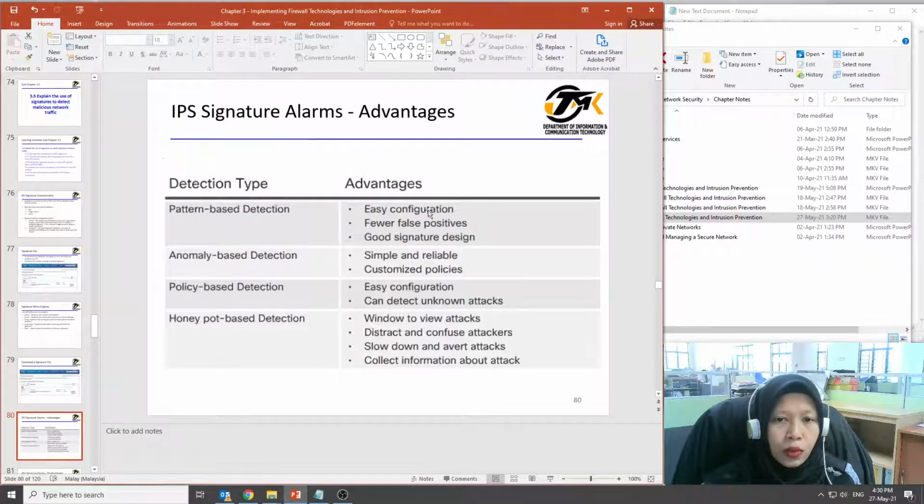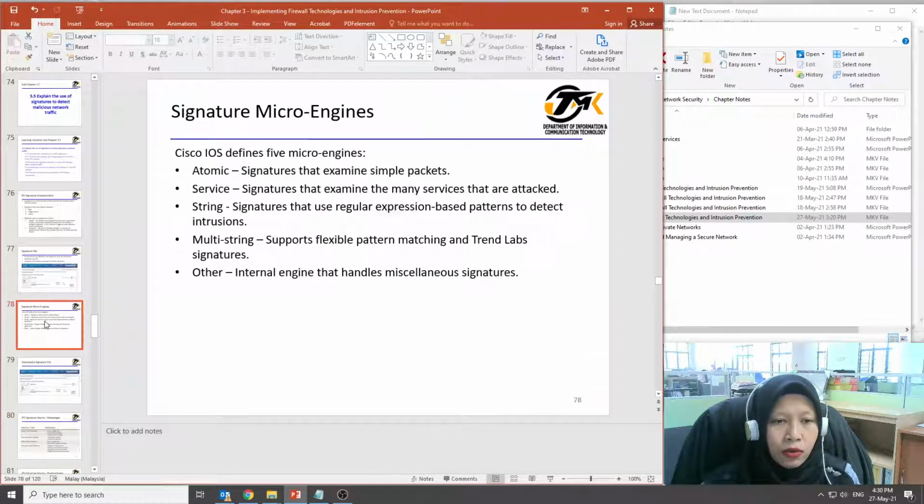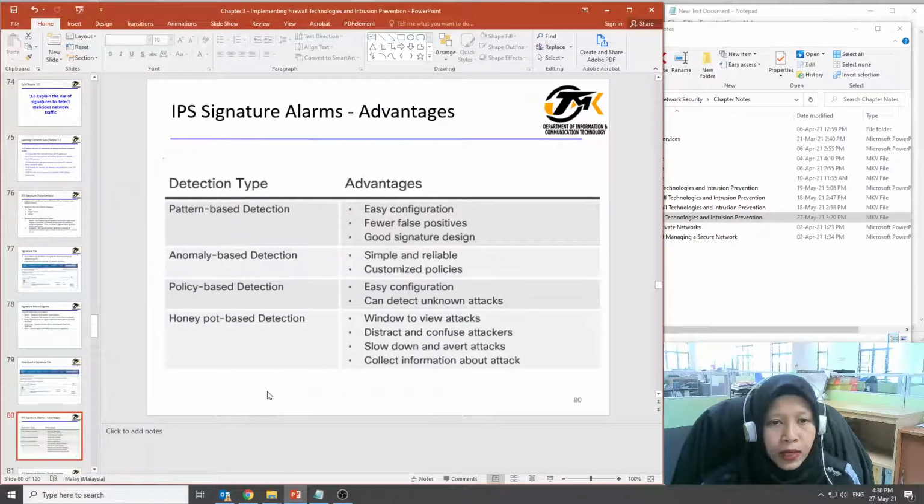So basically, the advantages of IPS signature. This one is for IDS, eh? Okay, this one is for IPS. So you have 4 types. The first one is pattern-based detection, then anomaly-based detection, policy-based detection, and honeypot-based detection.